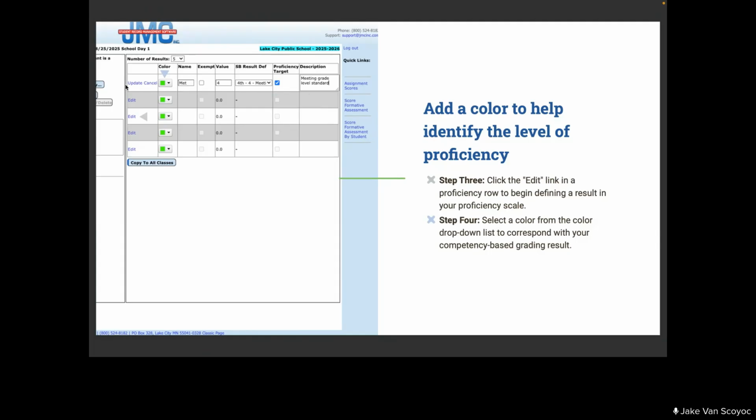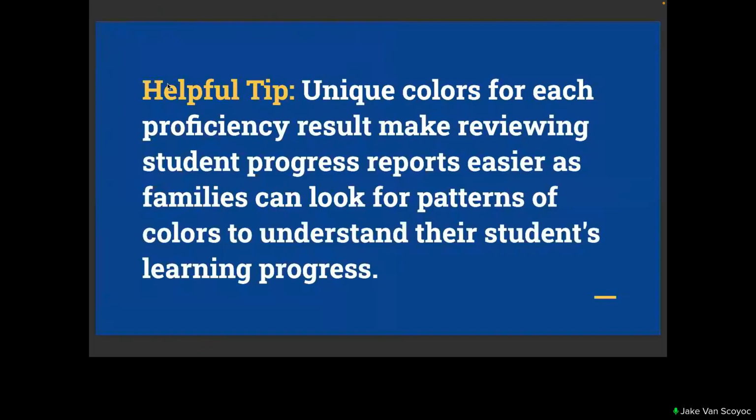So this first one, I click the edit link next to the result to begin defining the result. Then I'd select the color that I want to associate with that. Helpful tip, unique colors for each proficiency result make reviewing student progress reports easier, as families can look for patterns of colors to understand their student learning progress.